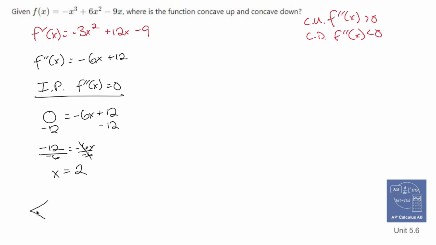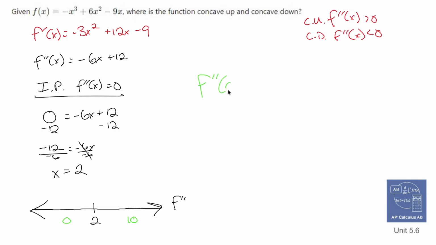So what I can do is make myself a sign chart for f double prime. 2 is my magic number. What I need to do is find out where my second derivative is positive and where my second derivative is negative. I know it's 0 at 2. So if I were to take, like, 0 and plug it in, or if I were to take 10 and plug it in, that'll help me figure out if this is positive or negative here, or if this is positive or negative here.